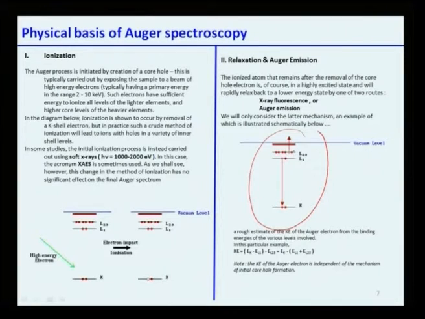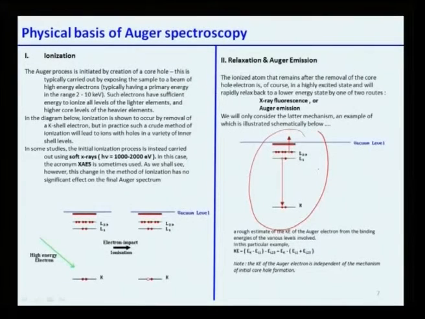So in a nutshell, the ionized atom that remains after the removal of the core electron is of course in a highly excited state, and will therefore like to rapidly relax back to the lower energy state, and it can do so by two routes. One is known as the X-ray fluorescence route, the other is the Auger emission route. Because we are not talking about X-ray fluorescence here, that is a separate thing, we will consider only Auger.